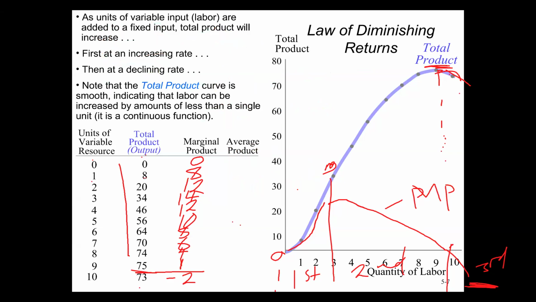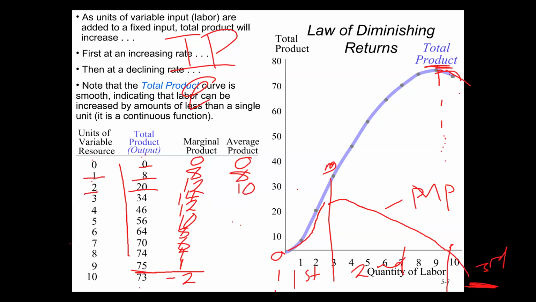Let's talk about average product. How do you find average product? I said you say total product divided by what? By output, isn't it? Total product is 0 divided by output 0 is 0, right? Then the second one will be total product is 8, right? Divided by output 1 is still 8. Are you following? Then total product is 20, output is 2. This will give us 10.